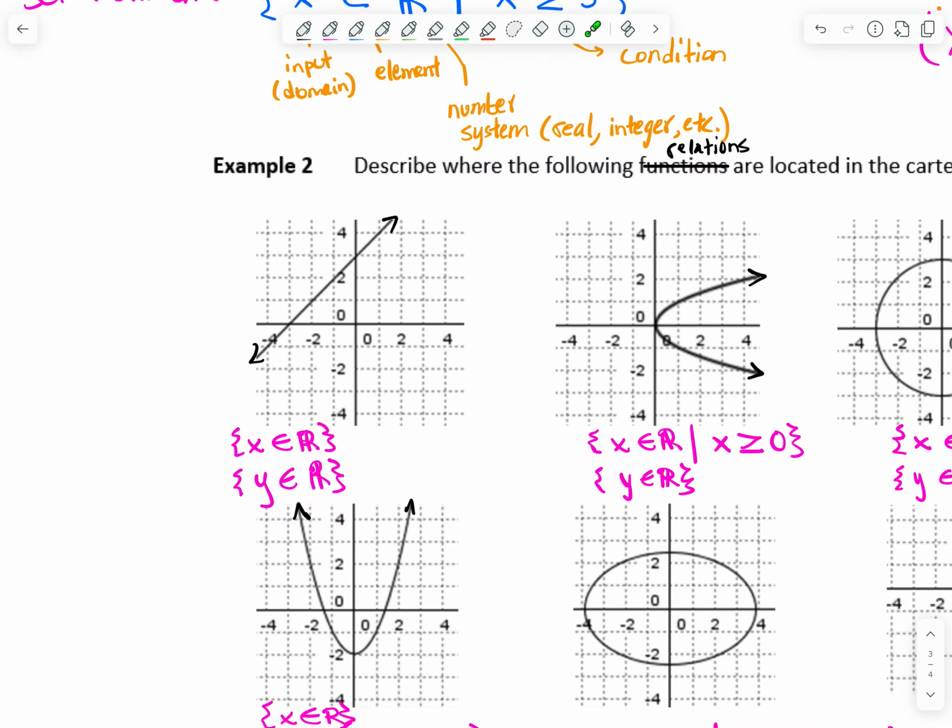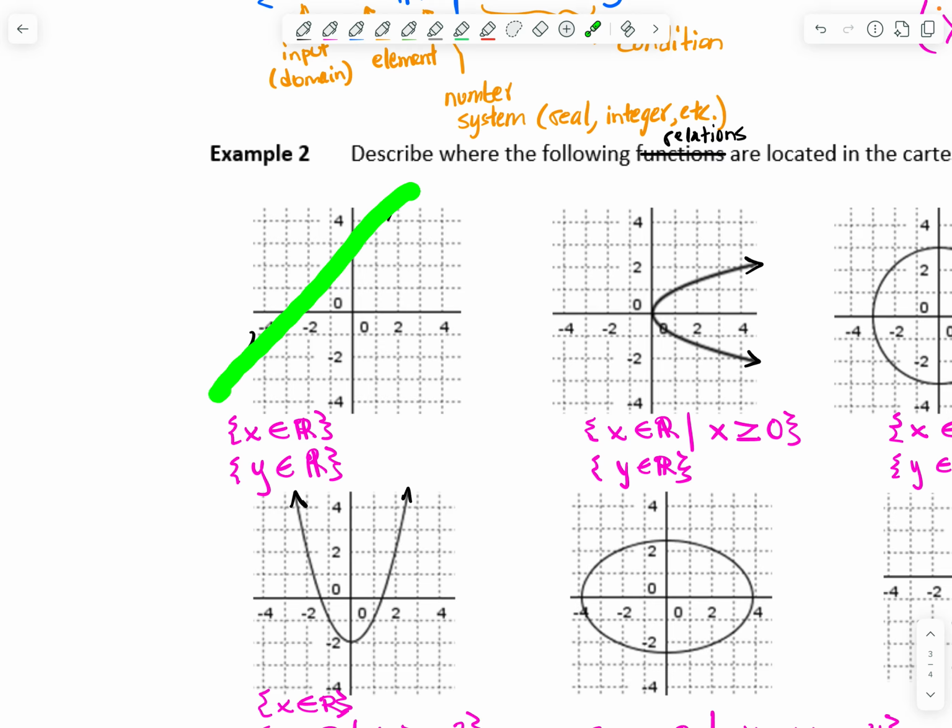I could have something like this, where it's a linear line, a linear relationship or a linear function here. And what's interesting is notice that it's going to stretch on forever this way and this way. It's going to go on forever. So all the x values are element of real, and all the y's are element of real.